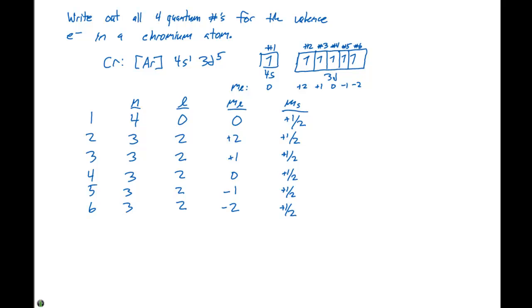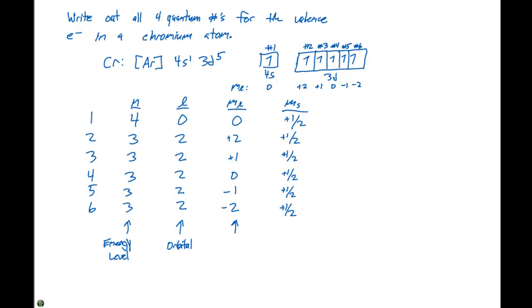Okay? So just to give a summary of these quantum numbers, the principal quantum number tells us the energy level in which the electron is located. That gives us very, very general information. The magnetic quantum number tells us the orbital in which the electron is located.